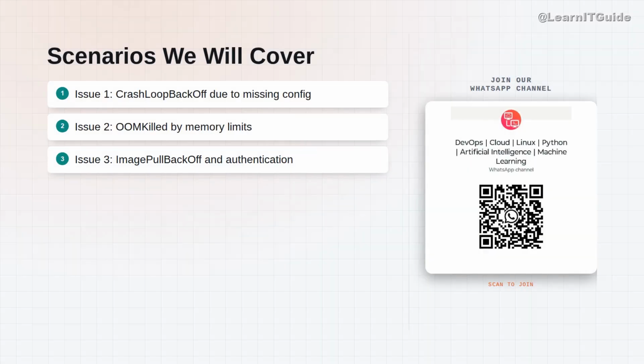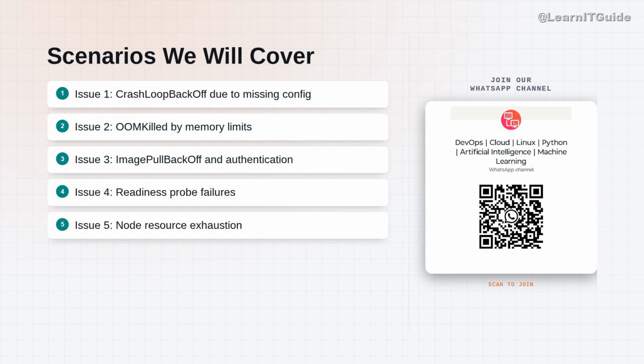Specifically, we will cover missing configuration files, memory limit violations, container registry authentication errors, failing readiness probes, and finally, node-level resource exhaustion. These are the topics we are going to cover, so do not skip ahead. Watch all the way through to actually understand this properly.